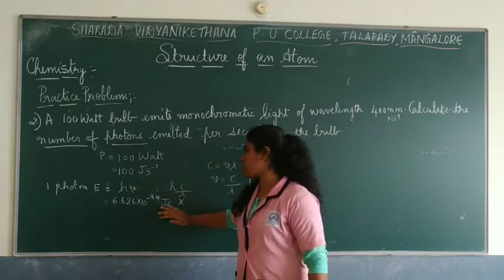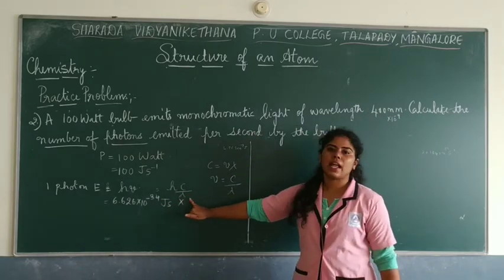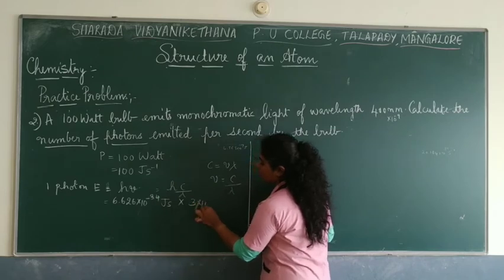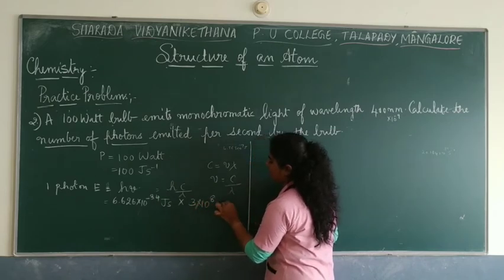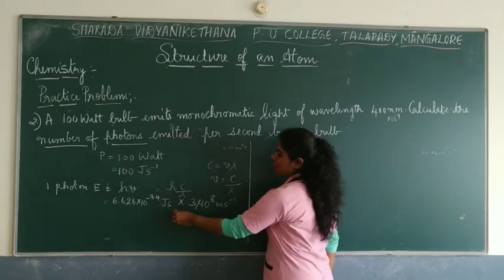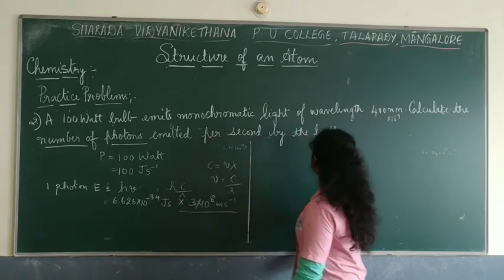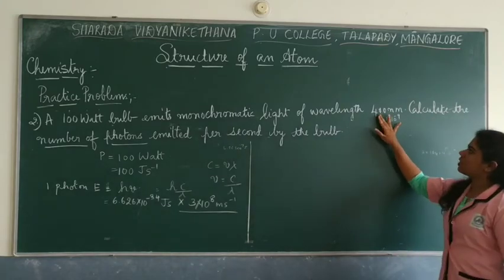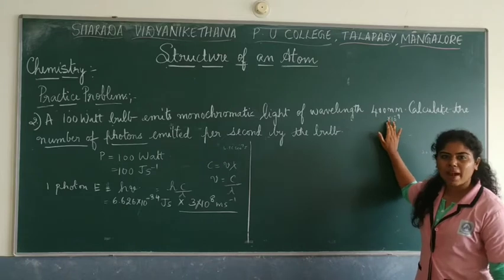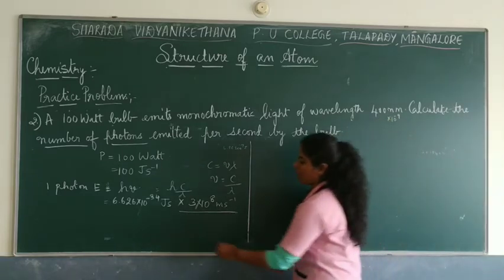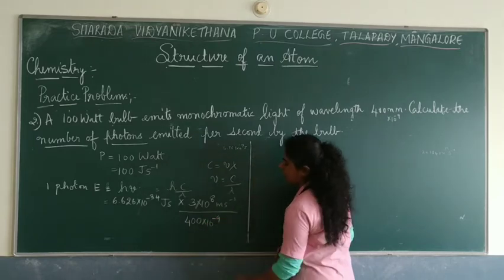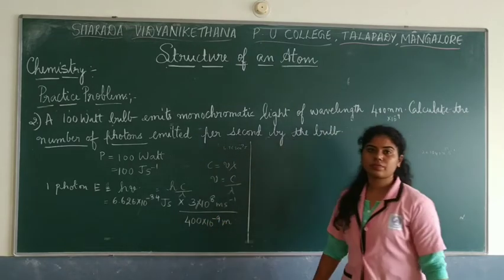So you have to substitute here, whereas wavelength is already given instead of frequency. So frequency can be substituted as c by lambda. C is how much? 3 into 10 to the power 8 meter per second, or meter second inverse. And what's the wavelength given here? Wavelength is 400 nanometer. Nano means 10 to the power minus 9. So 400 into 10 to the power minus 9 meter.